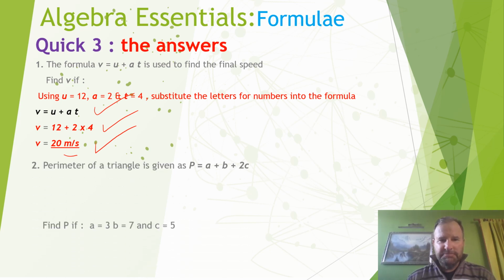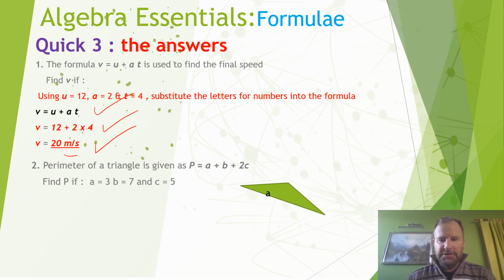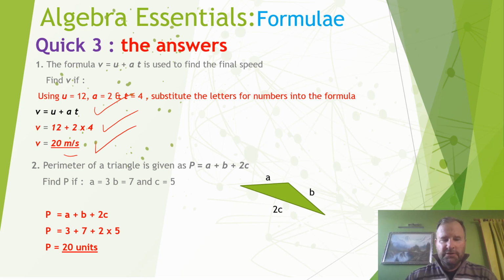Here's number 2, the perimeter. We've got the triangle, A plus B plus 2C. Write the formula down, then substitute in the numbers. A is 3, B is 7, and C is 5. Remember to do the multiplication first. Then we've got 10 plus 10 gives us 20 units. Even though it doesn't have units like centimeters or meters, we put units in its place. Perfectly valid. Good if you got that right. Well done. Let's go on to the next one.